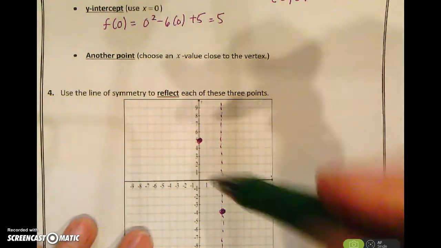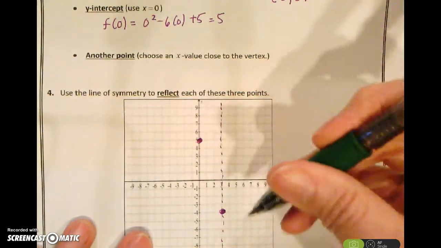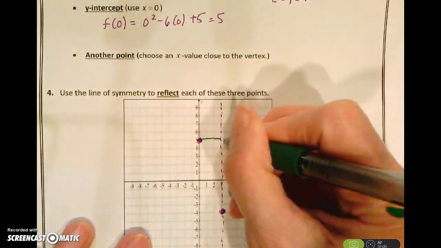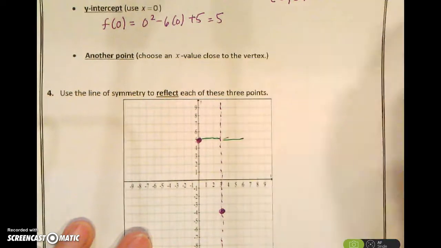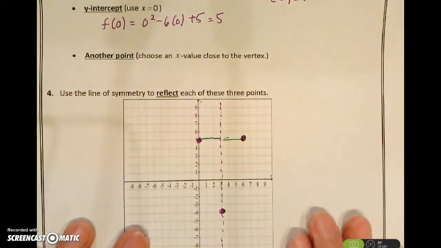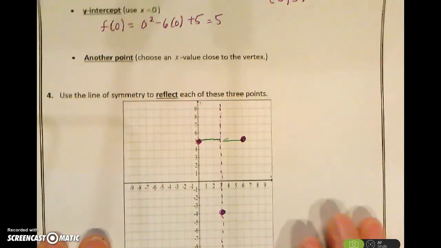Now we can use symmetry to find a point on the other side of the axis, because remember, it's the axis of symmetry. So this is going to go over 3 to the left, then 3 to the right, and we'll get this point right there. All right, so we're starting to kind of get the shape.